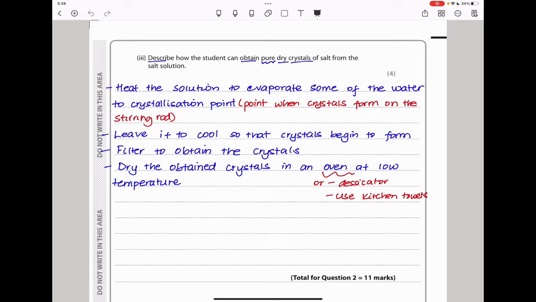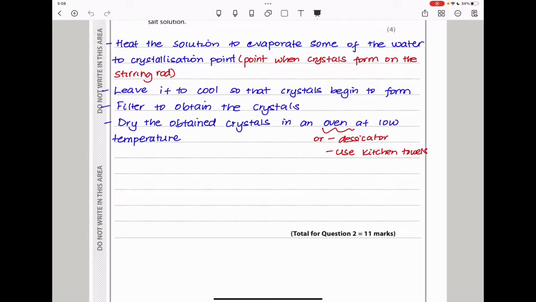With an oven, you have to make sure it's at low temperature, because if it's at high temperature, then some of the crystals can break down, or they can disintegrate into other compounds which you did not intend to make. So this brings us to the end of question 2. Let's continue to question 3.